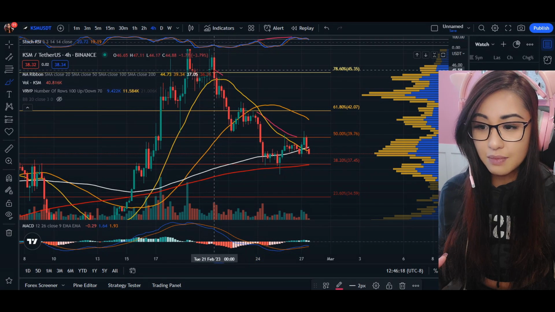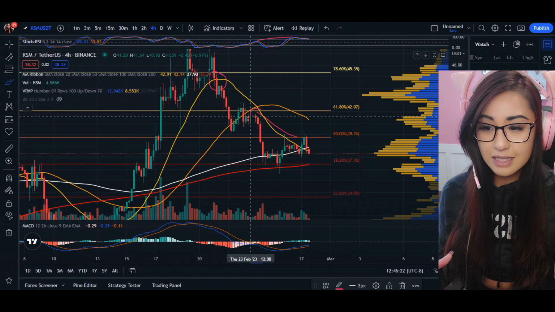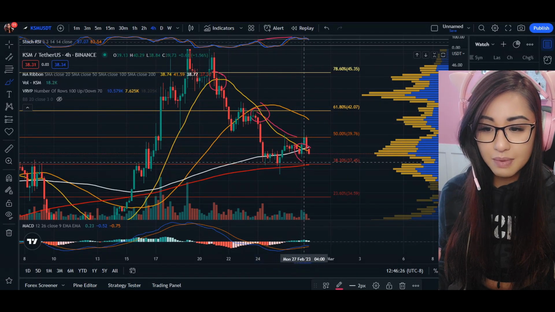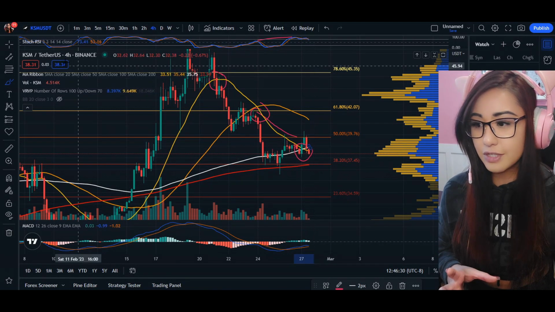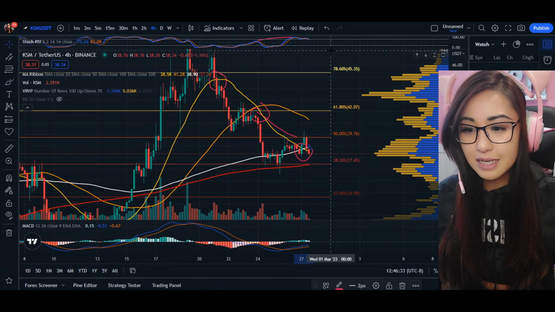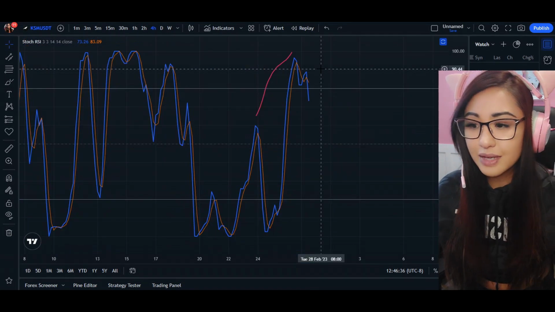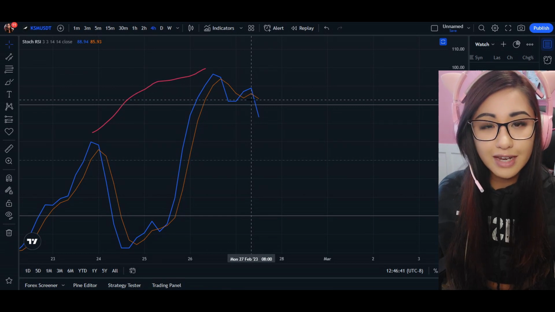We can see rejection of our 20 moving average here. We can see here barely even touched it. And then here we did break above it, but it does look like we are going to continue to come down. So why I say that the price is going to continue down here, we can see that on our RSI, we can see here our K line and our D line crossed over in a downtrend.